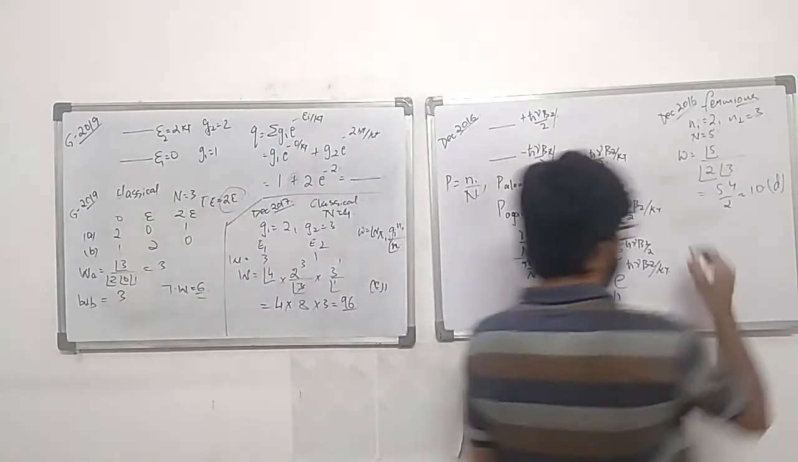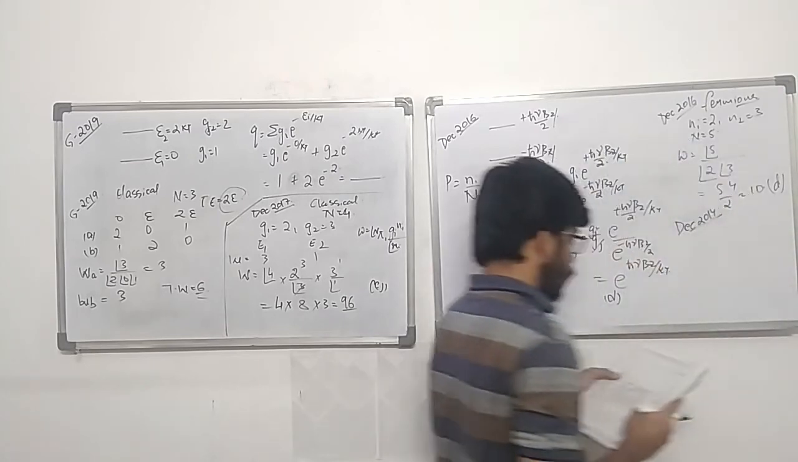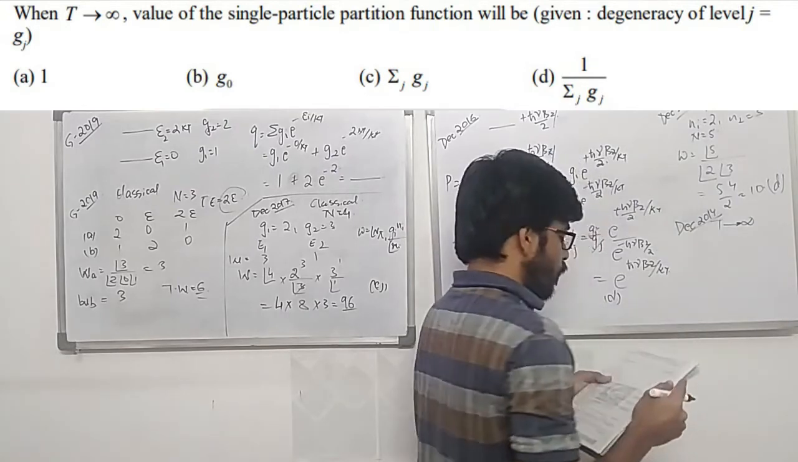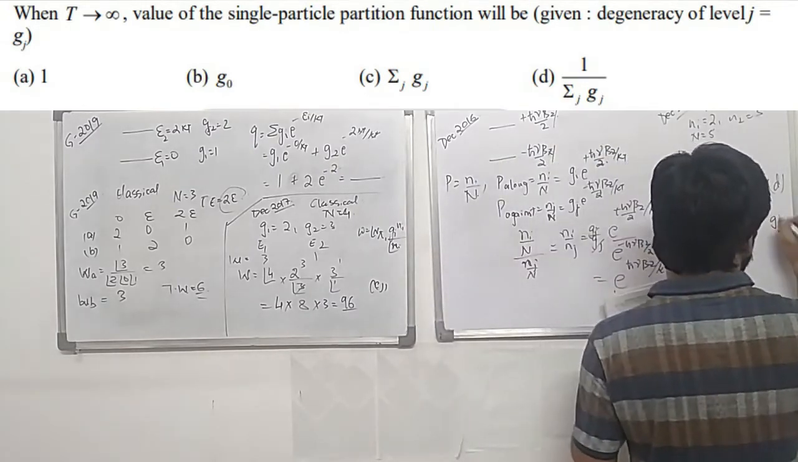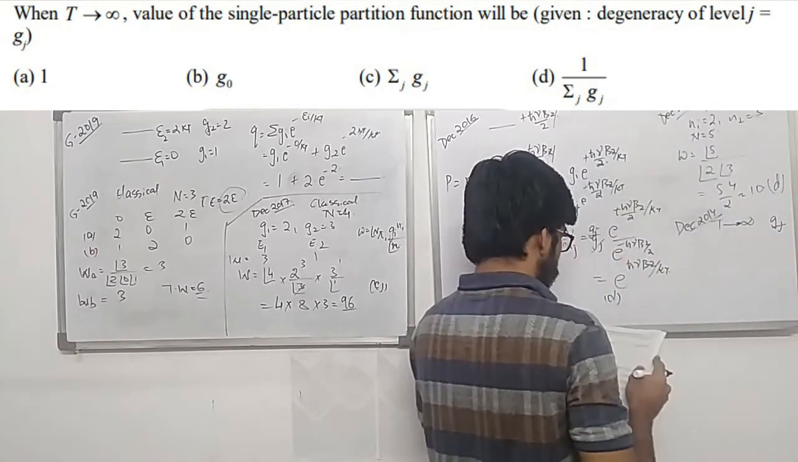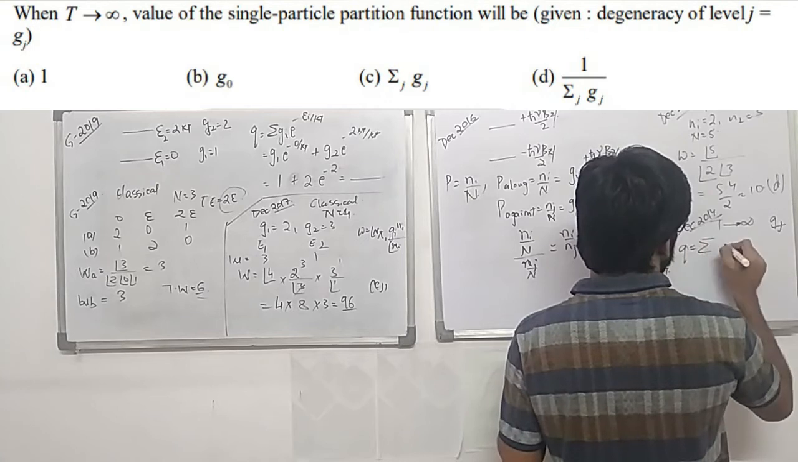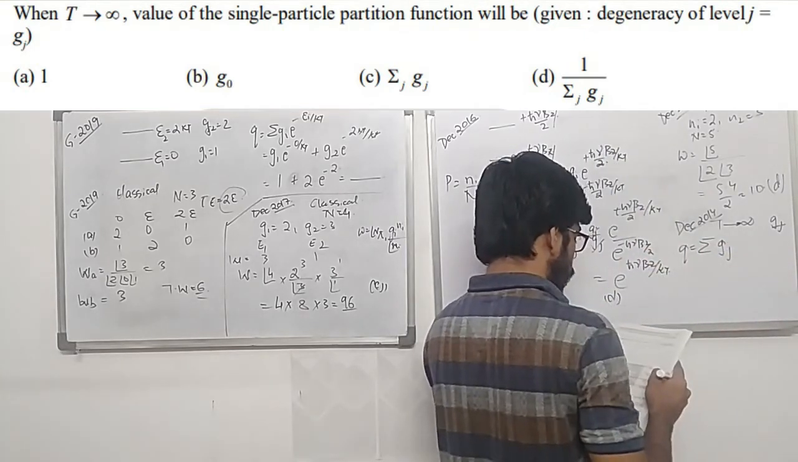Okay, so there is a question in December 2014, and the question says, when T tends to infinity, the value of the single particle partition function will be, degeneracy is given as Gj. When T tends to infinity, we have seen that partition function becomes summation Gj, which is given in your option number C.